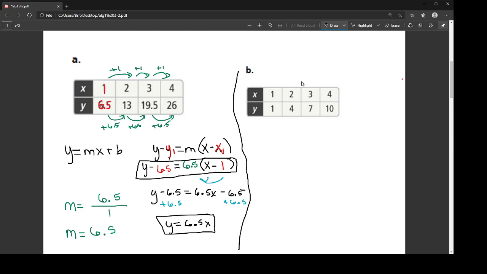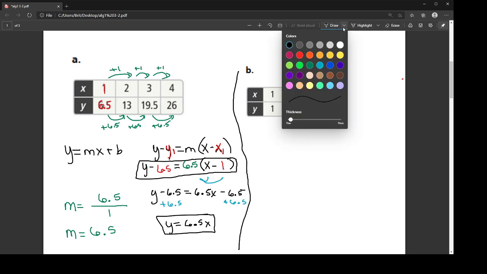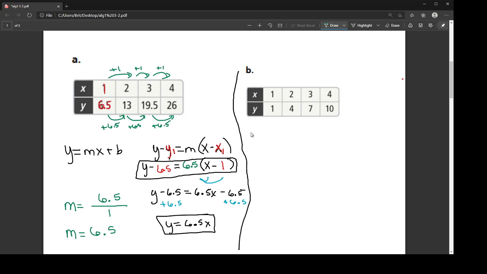Now let's look at part B, or example B. Again, first I'm going to find my slope. My change in my y, I am adding 3, adding 3, adding 3. So I'm going to have 3 over, and then my change in x is just like the last one, where they're adding 1 each time. So my slope that I'll be using is 3 over 1.